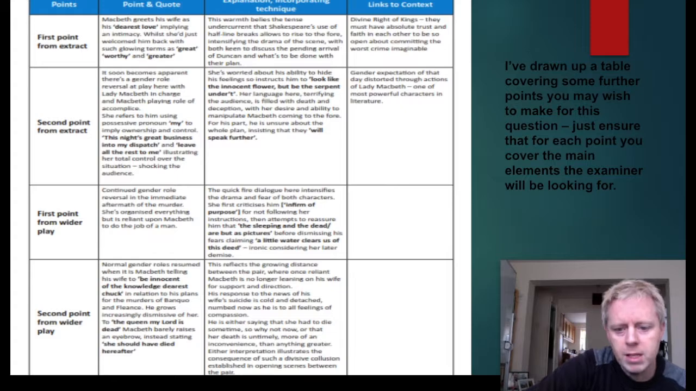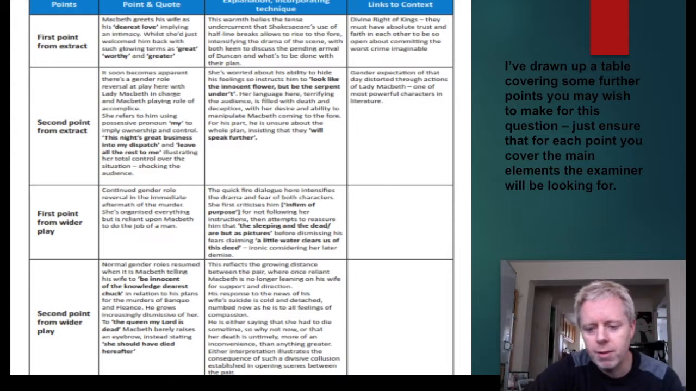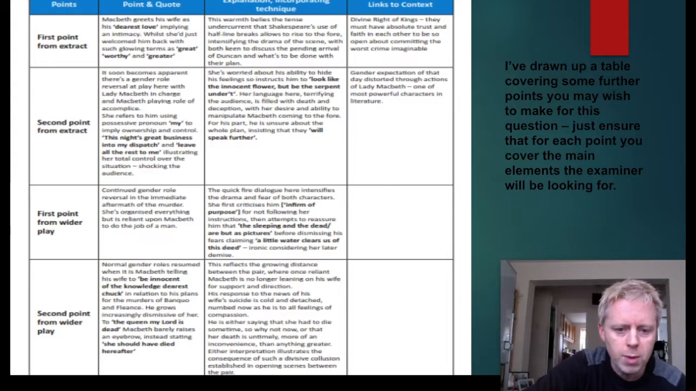Third point you could make, this time from the wider play: continued gender role reversal in the immediate aftermath of the murder, where she's organised everything but is reliant upon Macbeth to do the job of a man. She also, when she fears that Macduff is starting to suspect Macbeth because Macbeth killed the guards, pretends to faint and controls the situation in that respect as well.